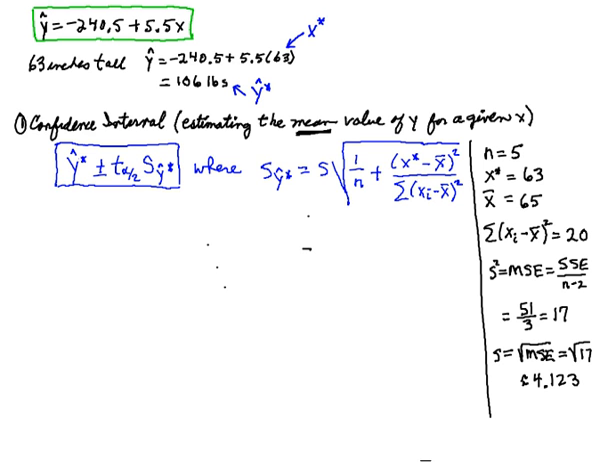Now putting these all in our formula, we have 4.123 times the square root of 1 over 5 plus 63 subtract 65 squared, which would just end up being 4, right?